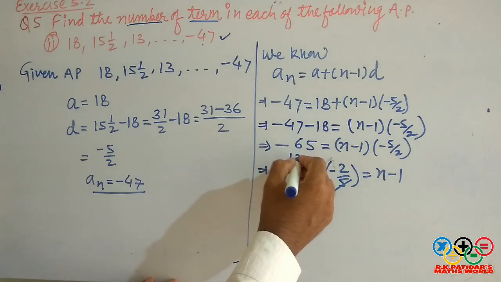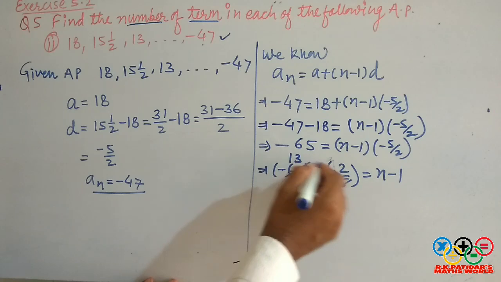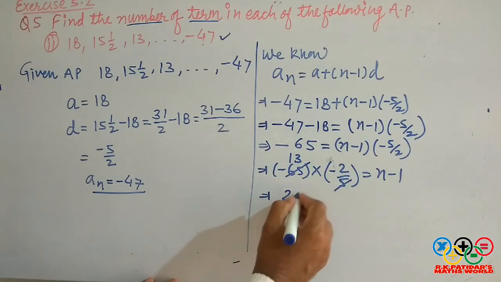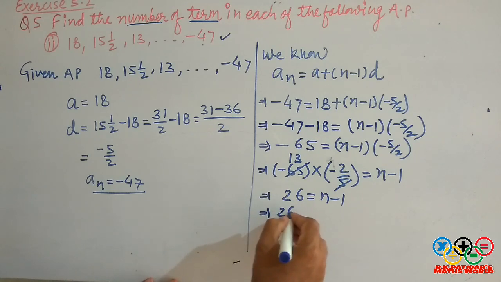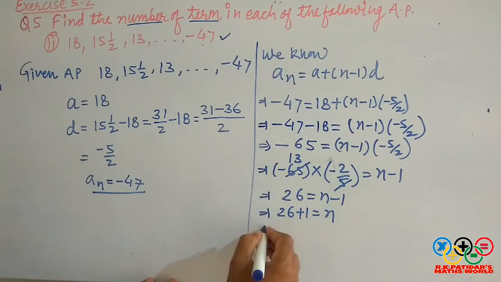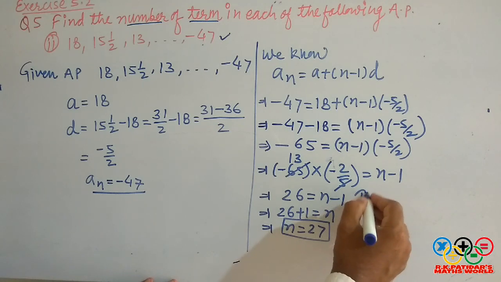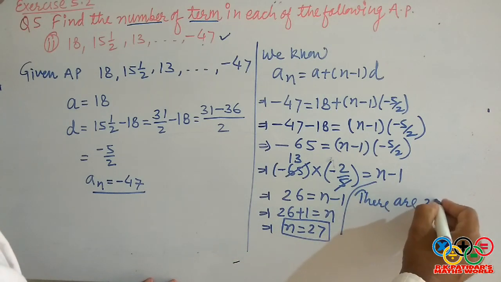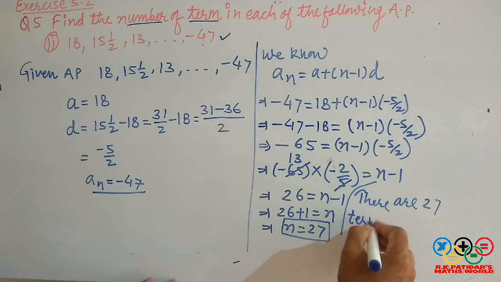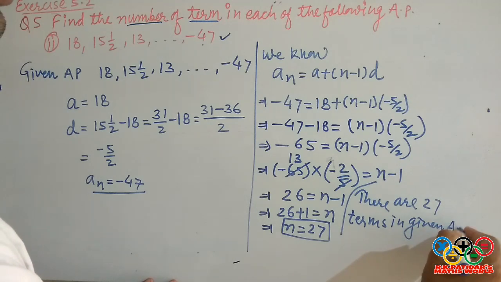5 13s are 65. Minus and minus plus, so 13 twos are 26 is equal to n minus 1. So 26 plus 1 is equal to n. So n is equal to 27. So there are, what we conclude, there are 27 terms in the given AP.